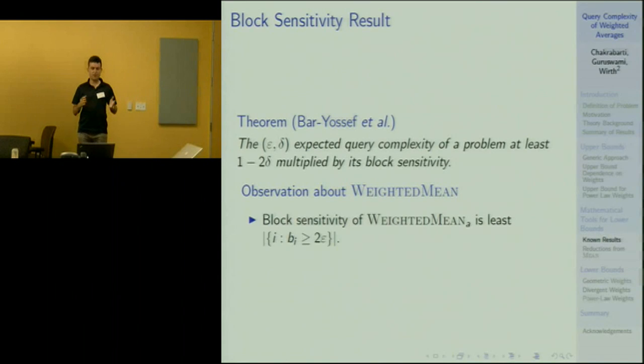Now, if you think about the weighted mean problem, at the very least, you've got to look at every item whose normalized weight is at least 2 epsilon. Because if it changed from 1 to 0 or 0 to 1, potentially the output moved by at least 2 epsilon. So it's a block by itself. But that's a rather extreme case. So a block is one for which the worst case change would cause at least 2 epsilon.